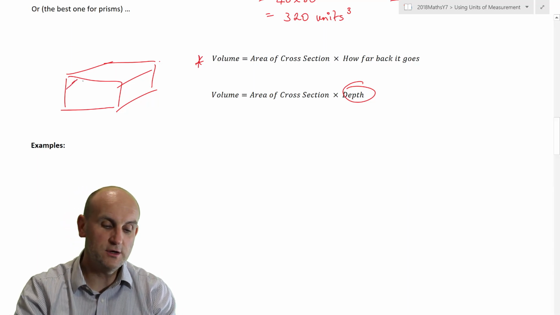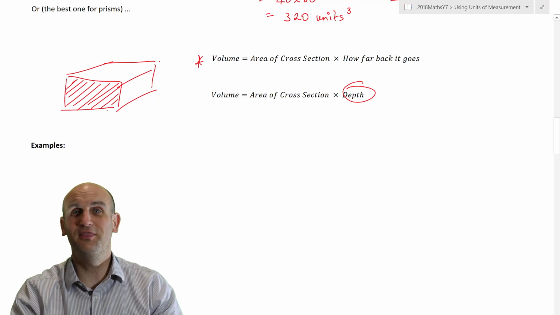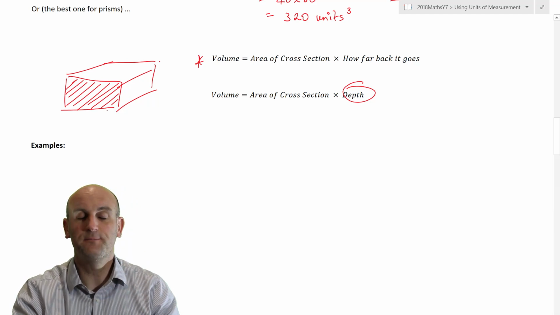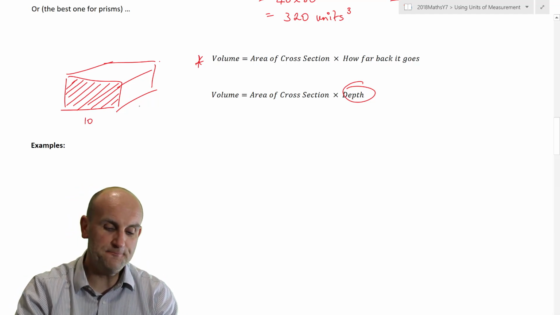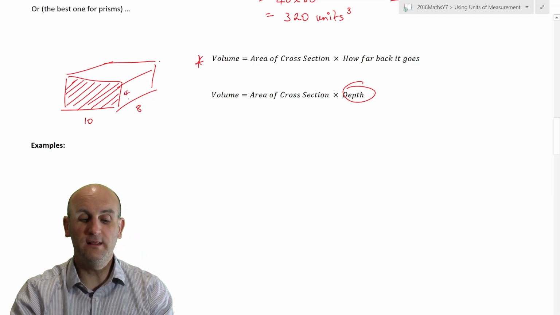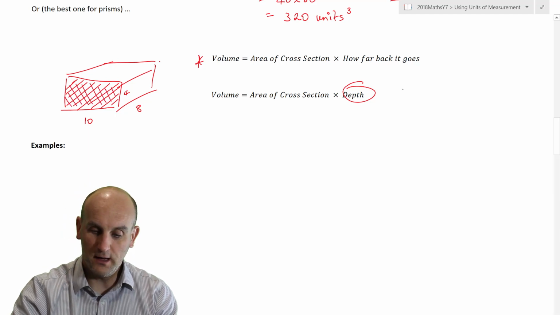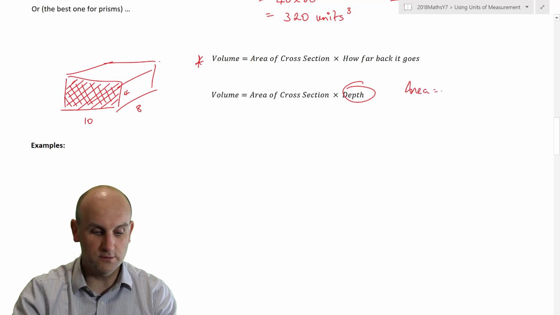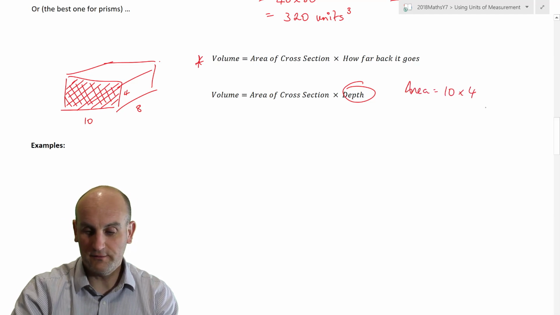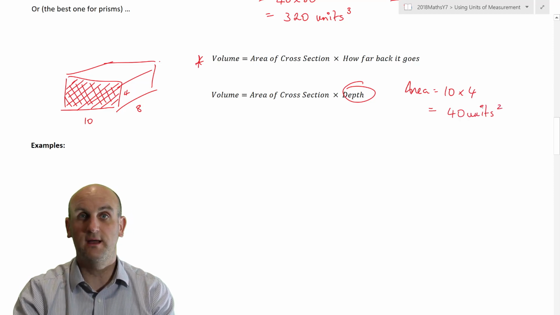So for example, I could choose this as my cross-section. It's a face. This is a face. It's a face. Anyway. And here's my 10, and here's my 8 and my 4. So to find the volume, I can find the area of the cross-section. So if I was going to find the area of the shaded section now, I would have area equals 10 times 4. So that's my cross-section, which is 40, and we don't know what the units are, so I'm just going to write units squared.